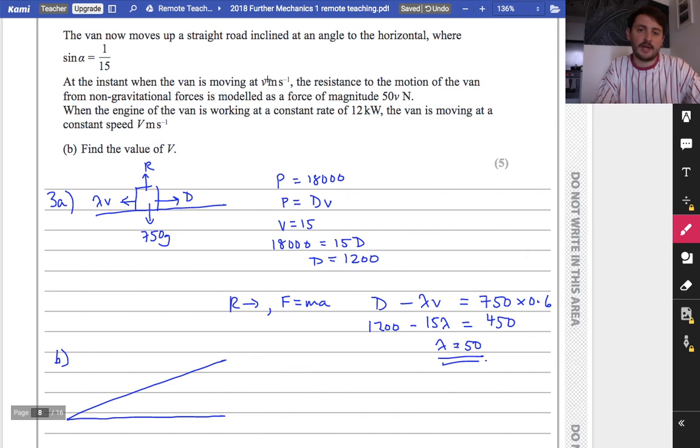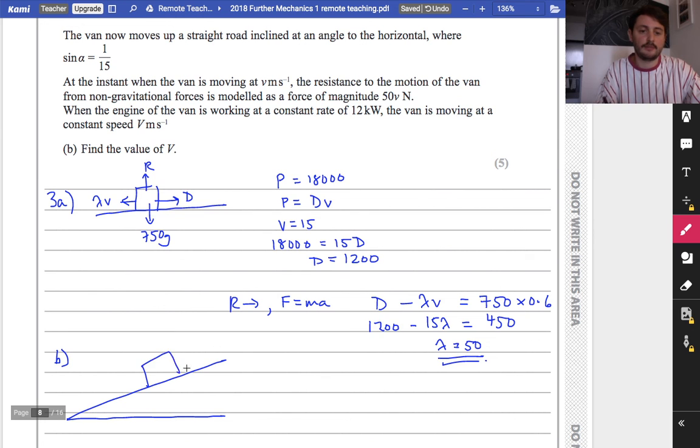At the instant when the van is moving at v meters per second, the resistance to the motion of the van from non-gravitational forces is modelled as a force of 50v. Well, that's what we found out earlier. When the engine of the van is now working at a constant rate of 12 kilowatts, the van is moving at a constant speed v.